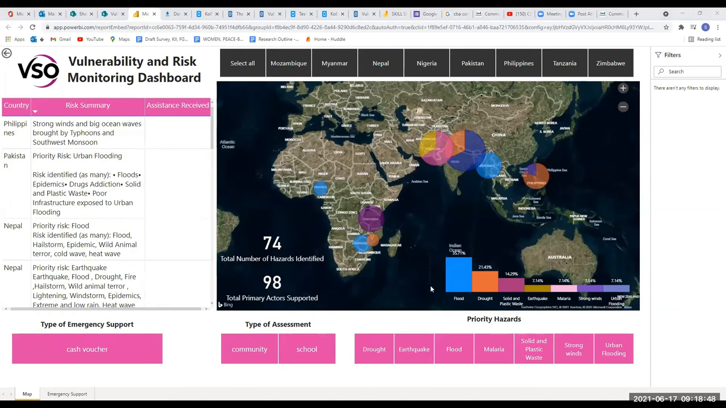Yeah, so this is the vulnerability and risk monitoring dashboard that was developed for VSO's exercises. What you see in here first is the map. The map provides us with information on the location of various hazards. Within that map, you also see pie charts, which indicate the number of hazards that have been identified from that location. And aside from that, you also see the bar graph.